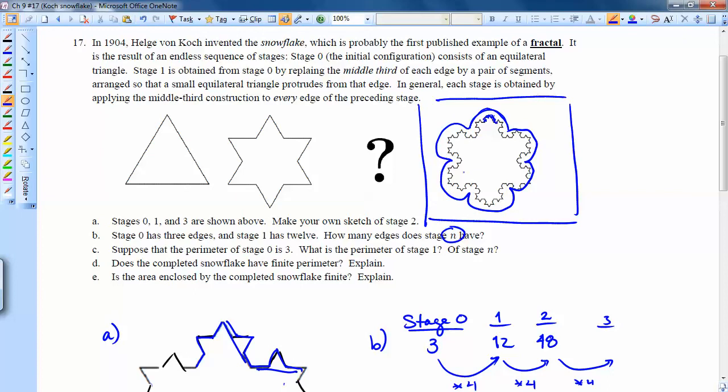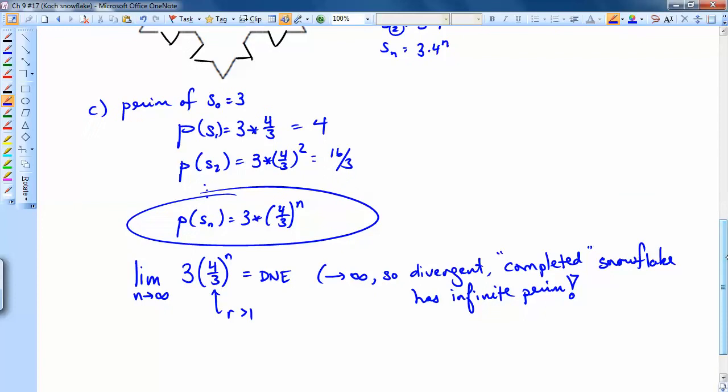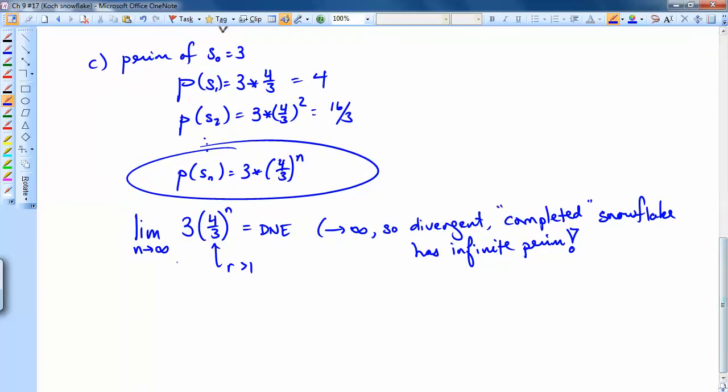So even though it's got an infinite perimeter as it keeps developing, it's all contained within this box. So since this box has finite area, this has to have finite area. It can't expand beyond the box. So this is kind of an interesting example in that it's got infinite perimeter, but finite area.